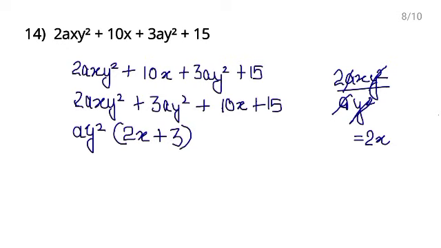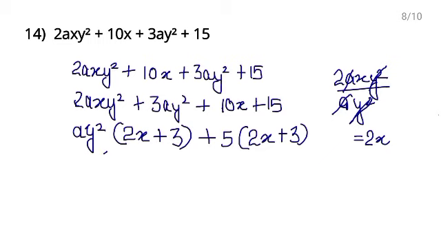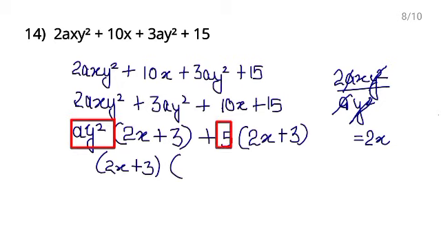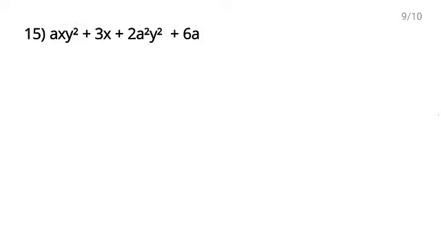So keep it simple. Plus from these two terms you can take 5 common because both the numbers are divisible by 5. Now in the bracket you have 5 2s are 10, x plus 5 3s are 15. Now this binomial and this binomial is the common factor. So take it common, 2x plus 3. Now in the bracket you left with ay square plus 5, right? So right here ay square plus 5. This is your answer.